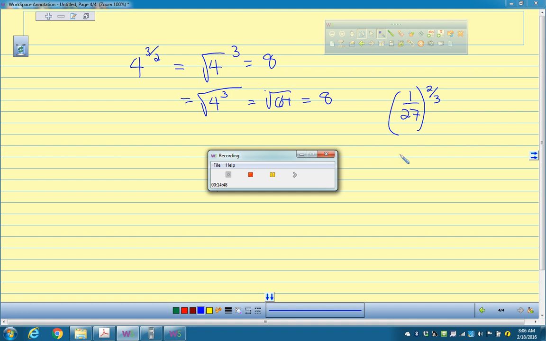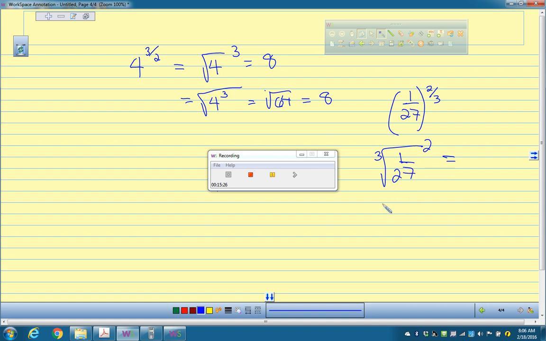So you can think of this as the cube root of 1 over 27, squared. That's the way I would think about it. Because you don't want to square it first, because that's going to give you some big, huge number that you have to take the cube root of. If I squared it first, 1 squared is 1, but 27 squared is a big number, and then I'd have to take the cube root of this. So I could take the cube root of 27 and then square it. What is the cube root of 27?